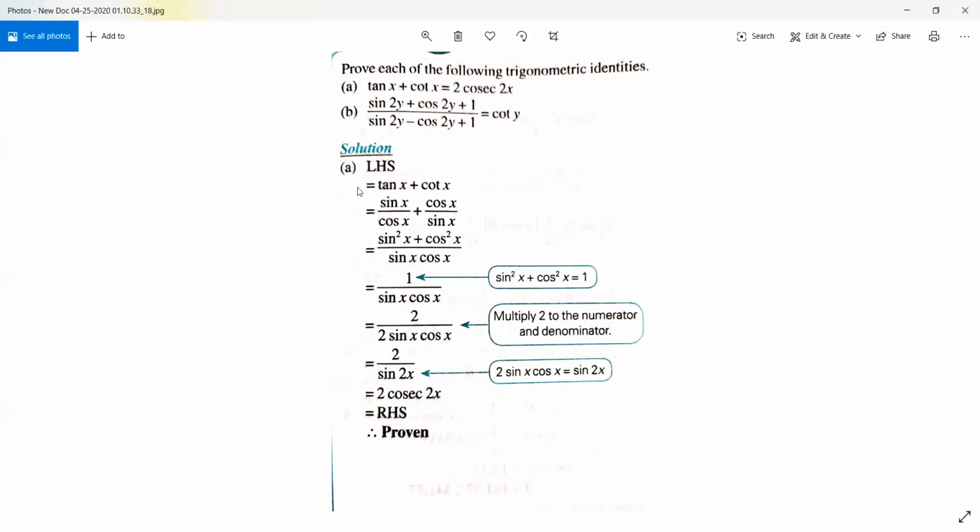Okay, lastly is a proof question. So tangent x plus cotangent x equals 2 cosec 2x. So from the left hand side, tangent plus cotangent, we bring it down. Sine over cos, cos over sine. Make it the same denominator. Sine squared x plus cosine squared x over sine x cosine x. So this one becomes 1. If we multiply 2 to the numerator and the denominator, we can get sine 2x below here. Sine 2x, you bring it up, becomes cosec. So 2 cosec 2x. So this is your right hand side. Proven.